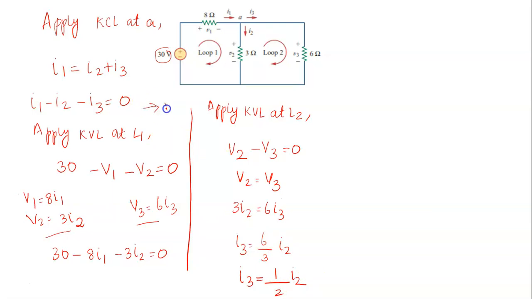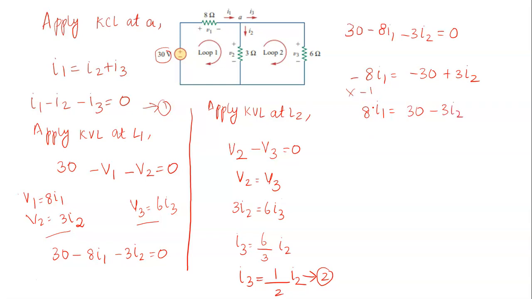Let's consider this equation as number 1, and this equation as number 2. And now we are also going to write I1 in terms of I2. From this equation, 30 minus 8I1 minus 3I2 is equal to 0. So we are going to take I1 on one side. So minus 8I1 is equal to minus 30 plus 3I2. Multiplying the whole equation by minus 1, we get 8I1 is equal to 30 minus 3I2. So I1 can be written as (30 minus 3I2) divided by 8. And let's consider this as equation 3.